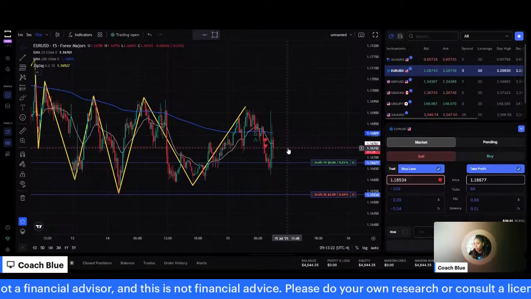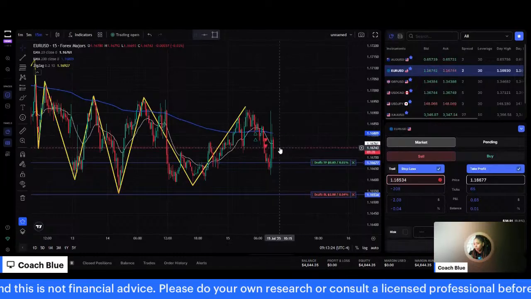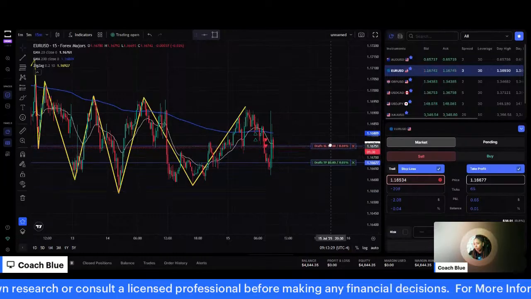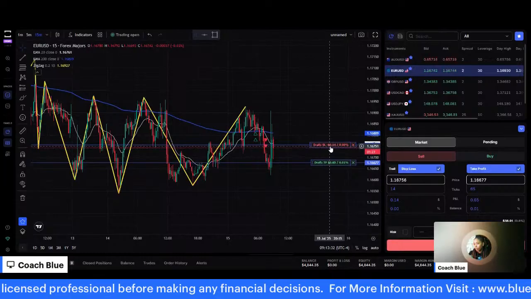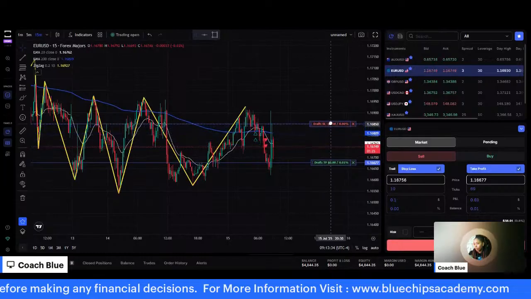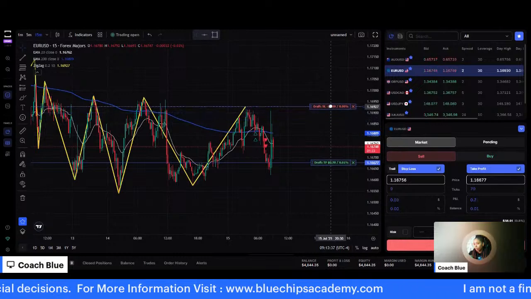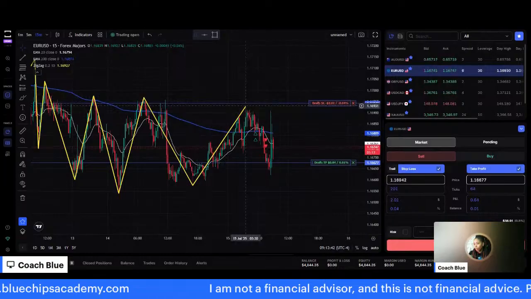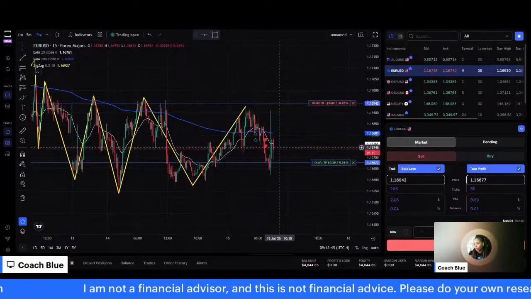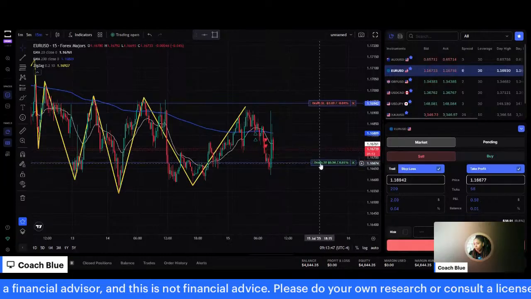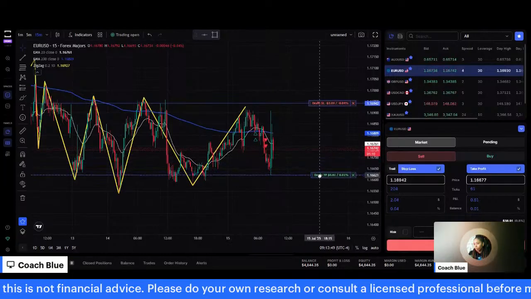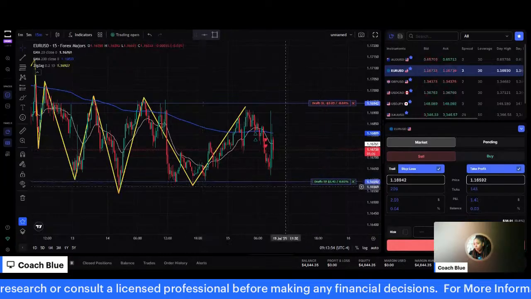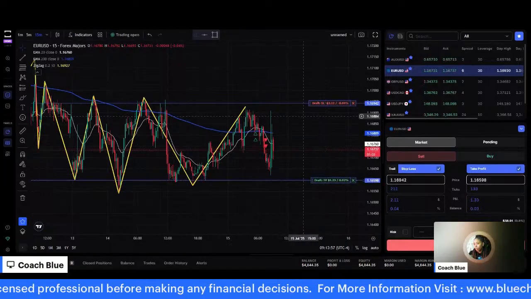So I need to look for the pivot that's above this dotted line for my stop loss, because I'm looking for a sell. I drag my stop loss, the red one that says draft SL, to the pivot above my entry line, right here. This is the one that's above the entry line. My take profit is going to be beneath my entry line, beneath this dotted line, and that's right here.